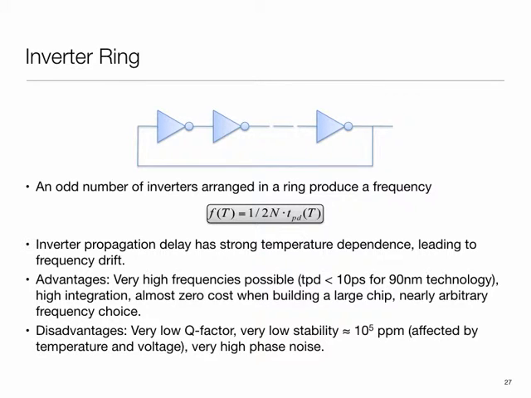Inverter rings. These are very commonly found on microcontrollers. Almost any microcontroller that you would buy would have an inverter ring, so an on-chip oscillator. Big advantage is that it is up and running as soon as your power supply is stable. Big disadvantage is that it is very much dependent upon the temperature. Another advantage is you can have very high frequencies on-chip, but they're very unstable and very temperature dependent.